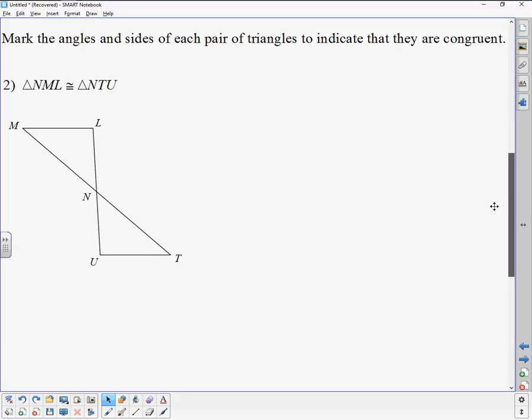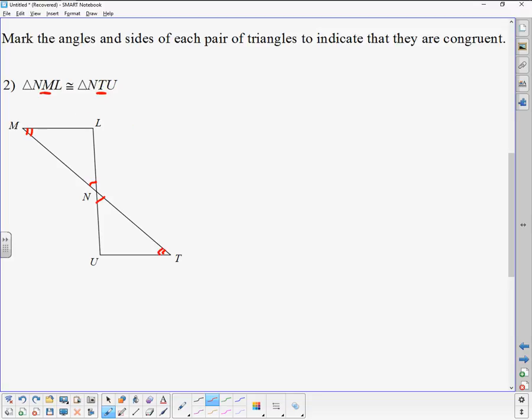So the way I'm going to do it is this way. N is the first letter. Now I want to go to the first letter over here. So N corresponds to N. NML, NTU, they're talking about this triangle. Angle N is congruent to angle N in NTU. So those are congruent, one tick mark. Now, look at the letter in the middle. M corresponds to T. So on M, I'm going to put two tick marks, 1, 2, and on T I'm going to put two tick marks.